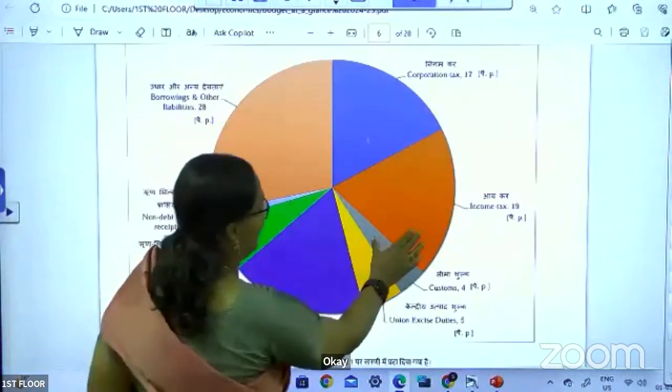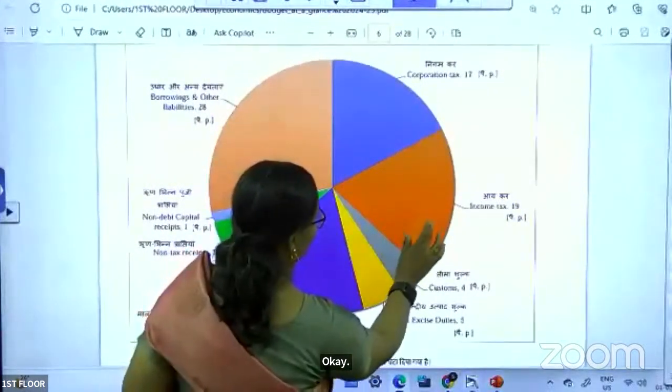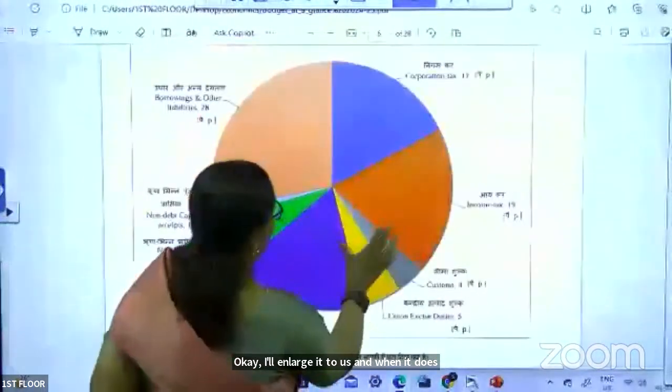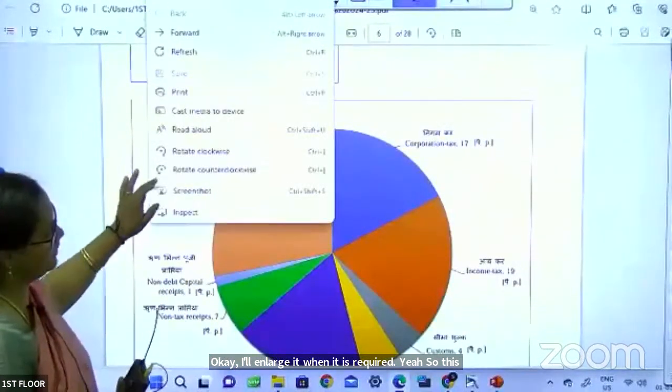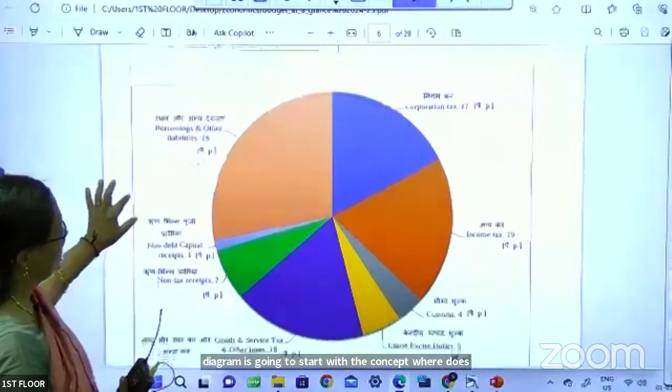Okay, I'll enlarge it as and when it is required. So this diagram is going to start with the concept, where does this rupee come from?